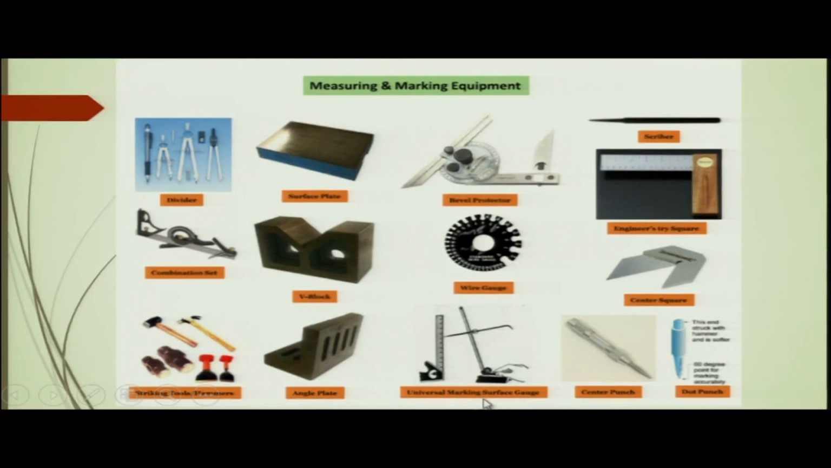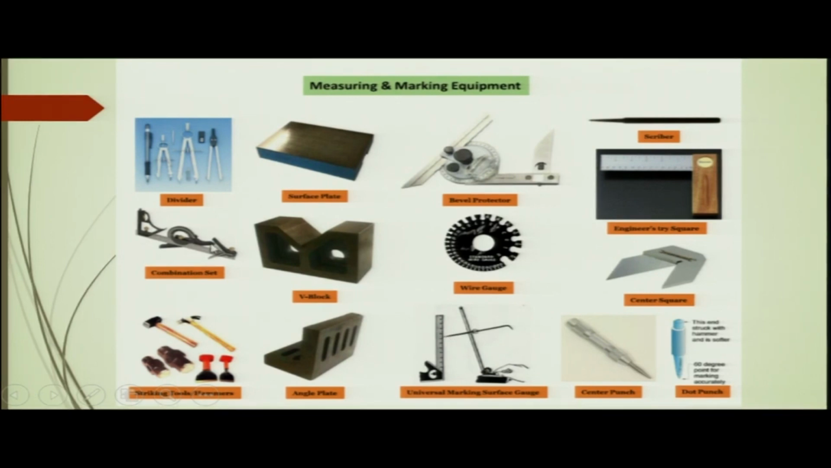These are the universal marking surface gauges. You can see that it will be mounted on the plate, let us say on a flat plate, and this is the marker, a scriber kind of thing. So, this will scribe the surface. This is a ruler, and this ruler will give you the distance, the height.